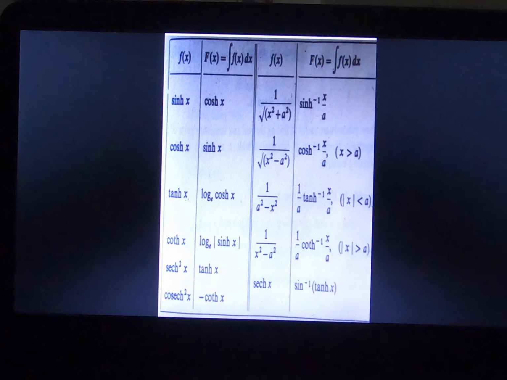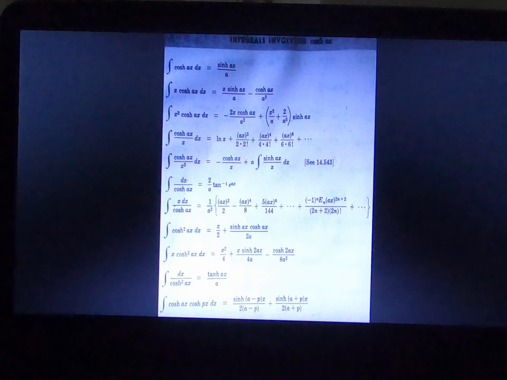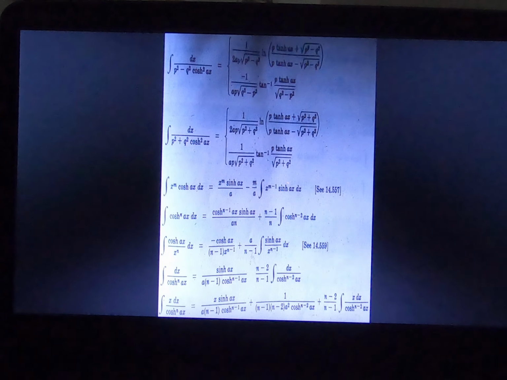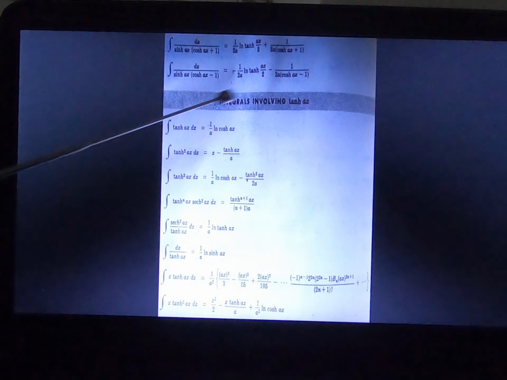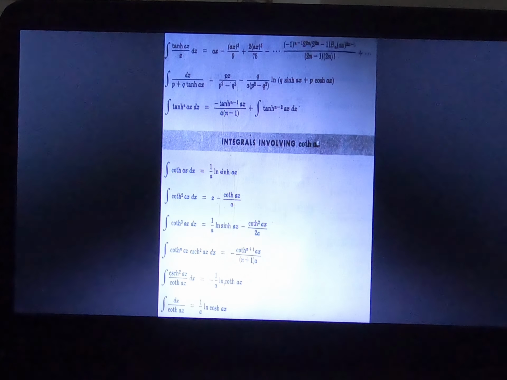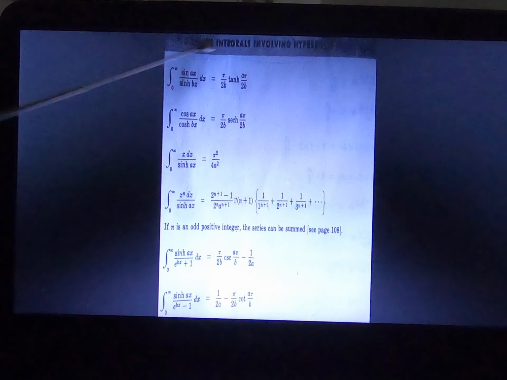These are integrations. These are integrations. More integrations. Integrations involving hyperbolic tangent, cotangent, inverse hyperbolic function integration, definite integration involving hyperbolic function.